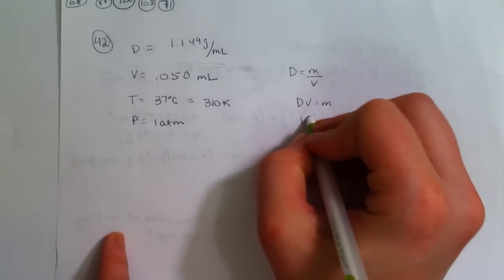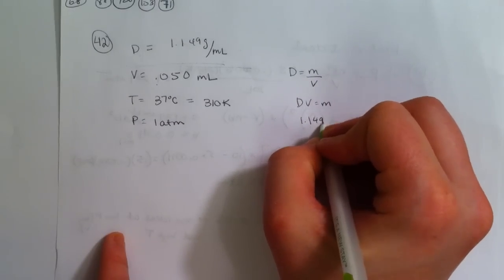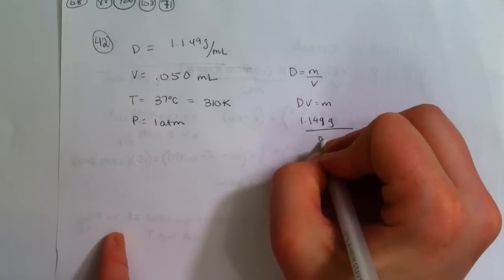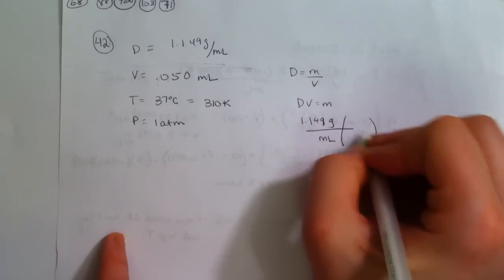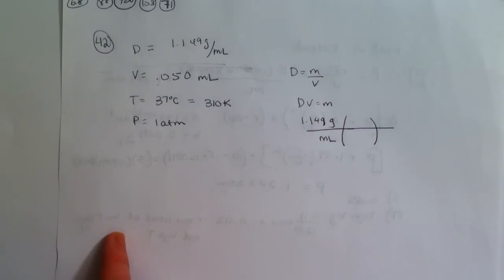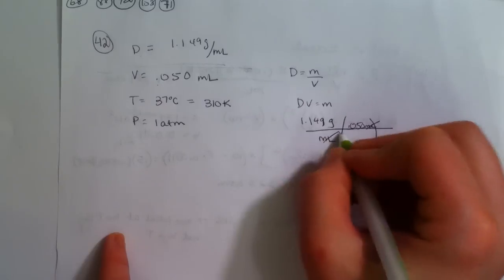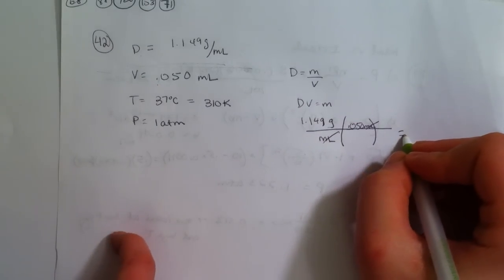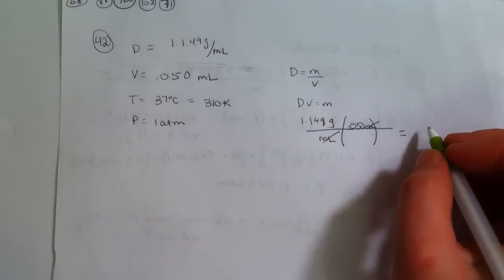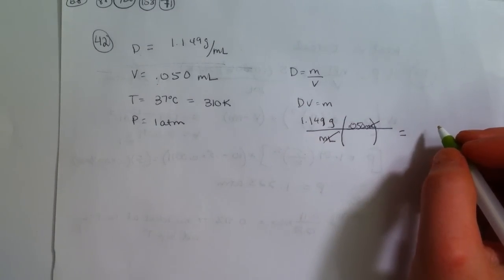So we have 1.149 grams per milliliter times 0.050 milliliters equals my grams of oxygen.